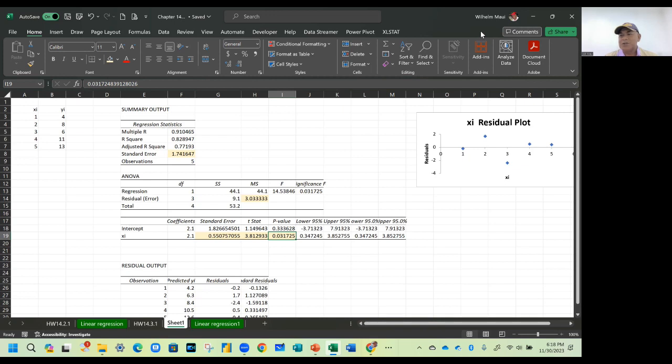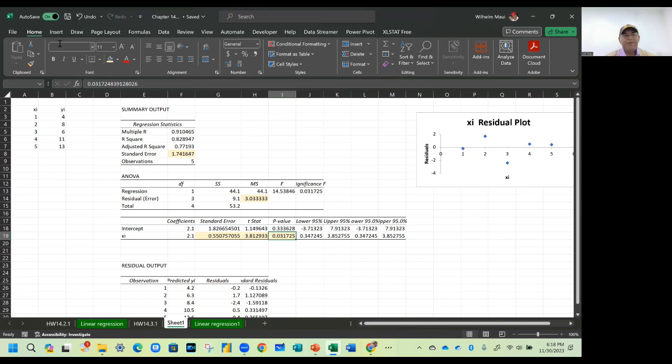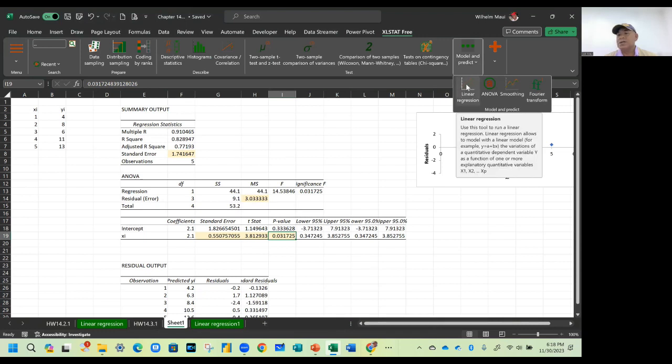So you should have installed your XLSTAT in this case, no? And if you go to XLSTAT, let's demonstrate that. What you're looking for is under modeling and prediction here, no? So if you click here, you will see ANOVA and you will see regression, linear regression. So make sure that, this is what we're looking for.